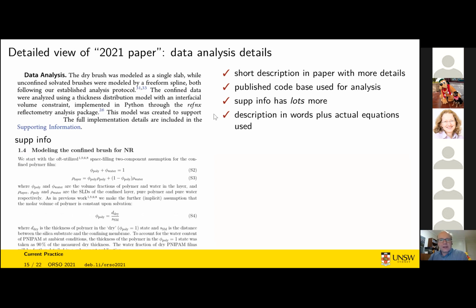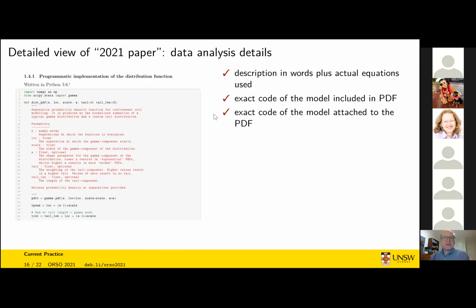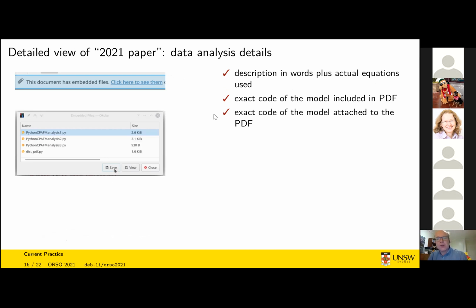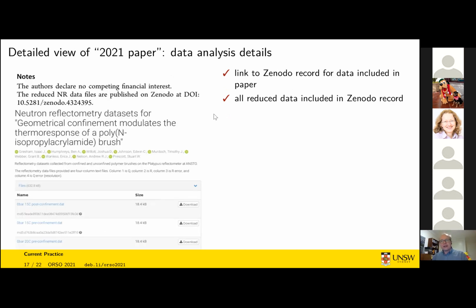The analysis for this, I just want to highlight a couple of bits of good practice that we had in the analysis. We have a short description in the paper, obviously, supplementary information with lots more data, and supplementary information with actual code. The code is not just buried in the PDF in text format, it's actually also attached to the PDF so that it's a couple of clicks to download or extract it from the PDF and then throw it into your analysis. We have a link to the Zenodo record, which is included in the paper, which has all the reduced data and has more detail, the code for the model, etc.